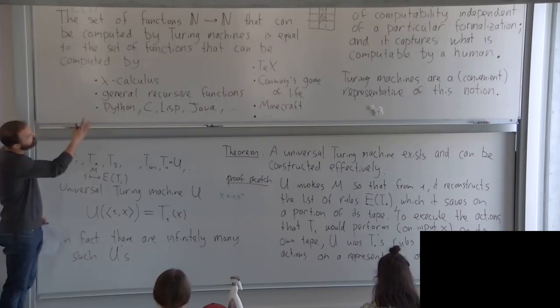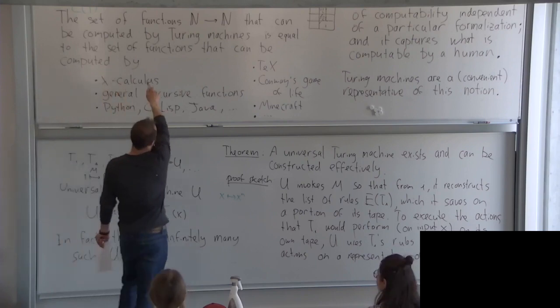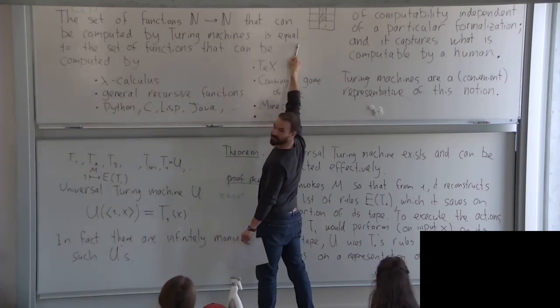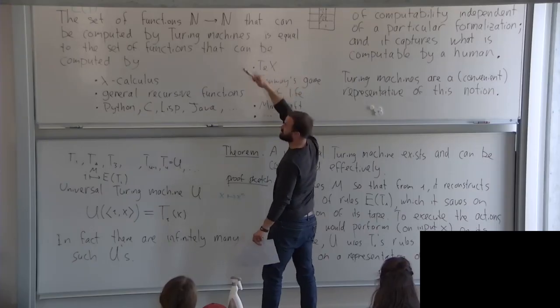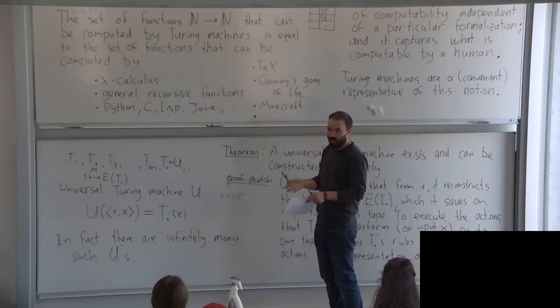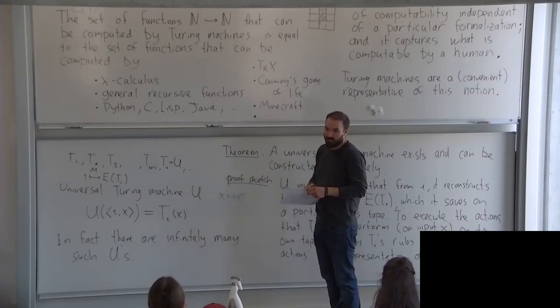What this states here is that the set of functions that are computed by Turing machines is equal, not has the same size. It's equal as this and this and this and this and this and this. The set of primes is not equal to the natural numbers. But the set of primes has the same cardinality as the natural numbers.